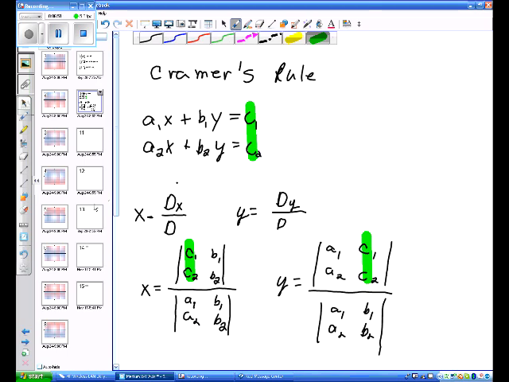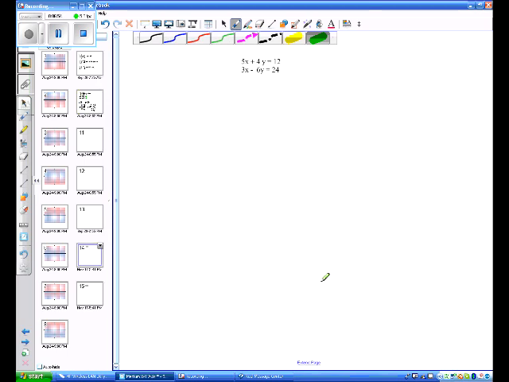Leave that there. And let's go and look at this one. We're going to solve this by Cramer's rule. So the first thing we have to do is set up our matrices. So for the x, in the numerator, in place of our x's, we'll put our answers, 12, 24. Then for our y's, we put our coefficients. For the denominator, we put our coefficients, so 5, 3, 4, negative 6.